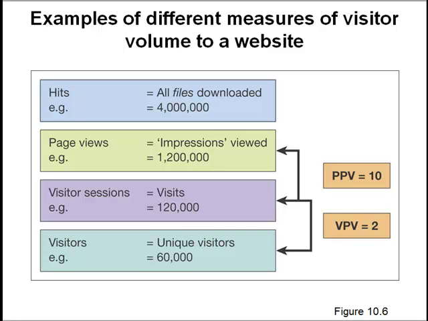So these are the kind of things that are very typical in tracking websites: hits, page views, visitor sessions, and unique visitors. Most of the time you're interested in understanding unique visitors and impressions. Those are the 2 primary ones I would suggest that you review if you were in a typical company.